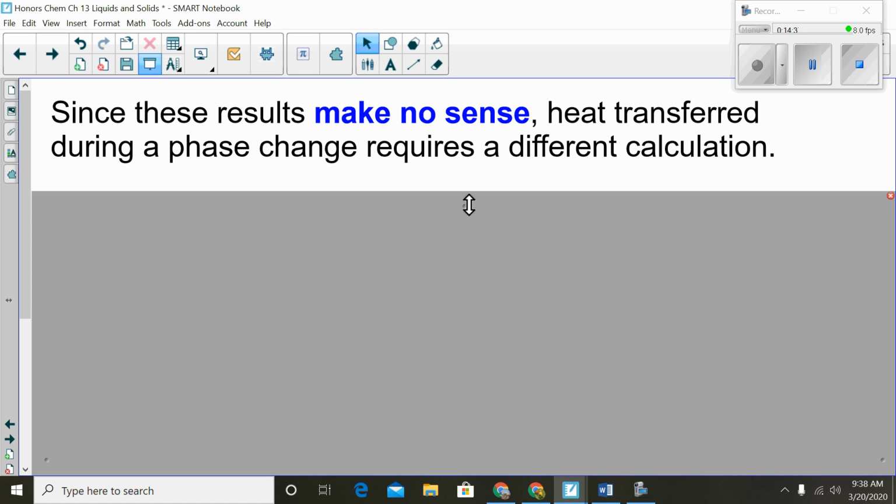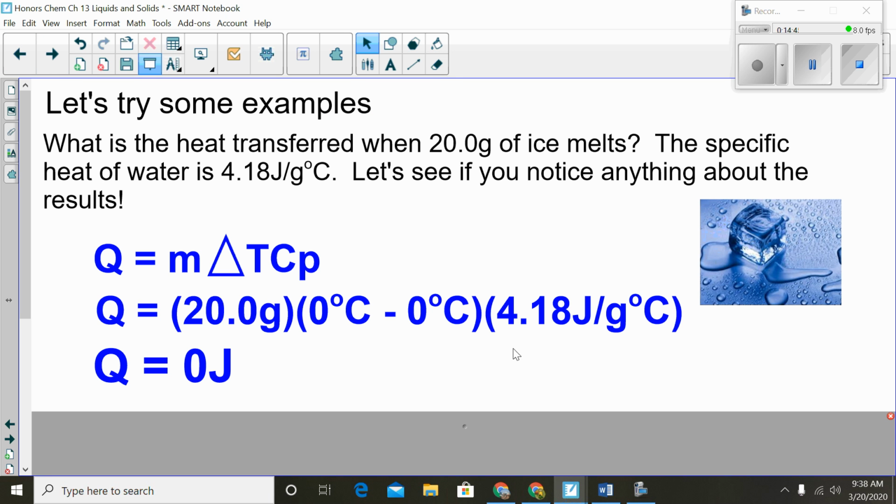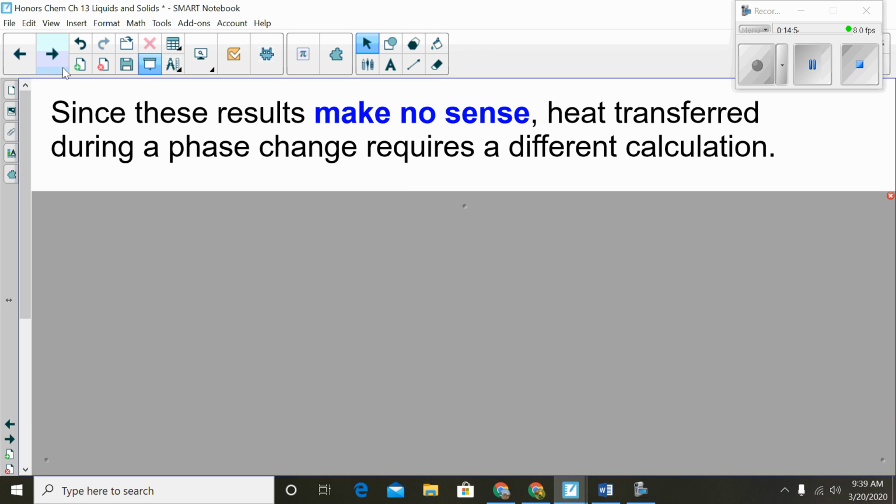However, these results make no sense. So the heat transfer during a phase change is going to need a different calculation. We do know that there is energy to allow this to melt or freeze. That's not 0. It's 0 because we accounted for no temperature change. So we can't use the same Q equation.